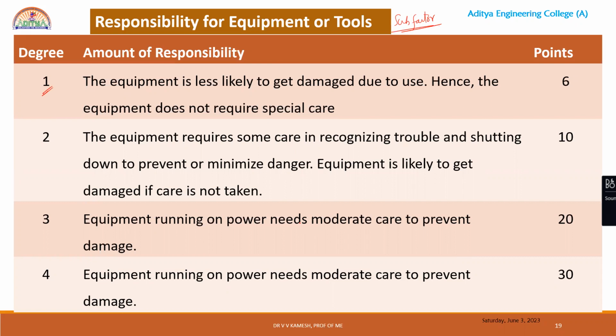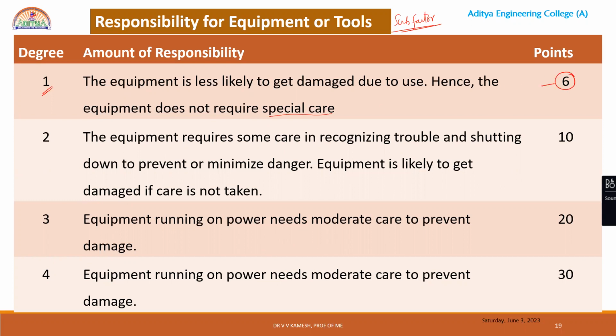Suppose you are saying in a mechanical engineering workshop, there are some hammers, right? There are some blacksmith tools, right? So equipment is less likely to get damaged because they are heavy, right? So manual work cannot make them a breaking tool. Okay, so they are heavy tools, so they don't require special care. So 6 points only, right?